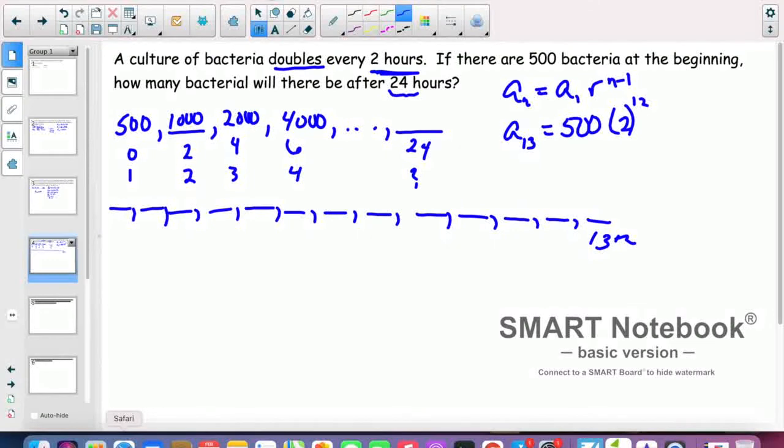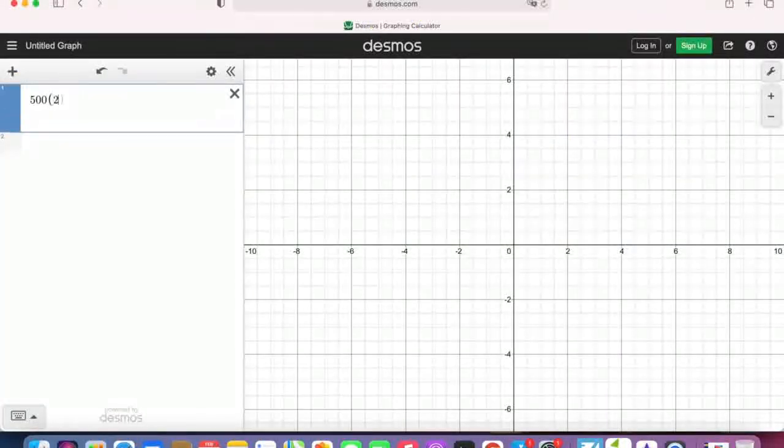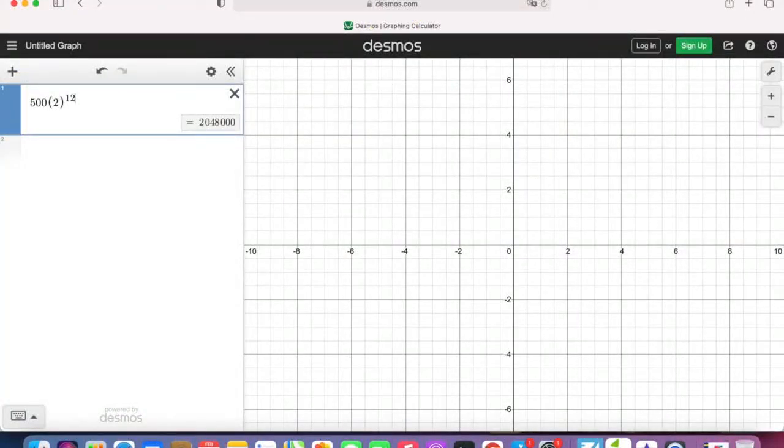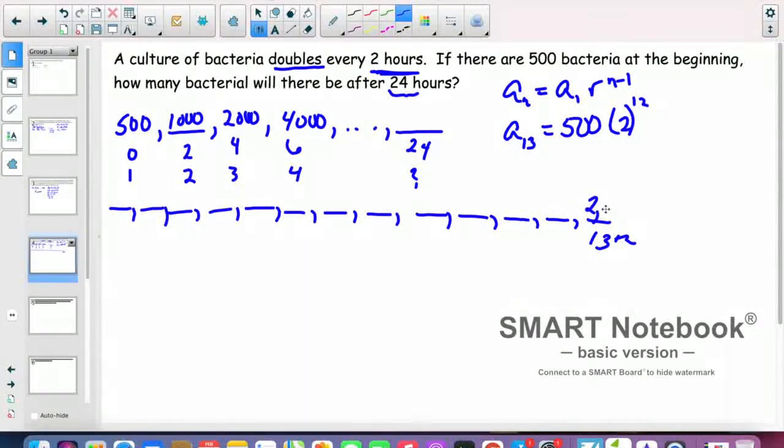I would then go into Desmos. 500 times 2 to the 12th. That gives me 2,048,000. So I have 2,048,000 bacteria in the sample.